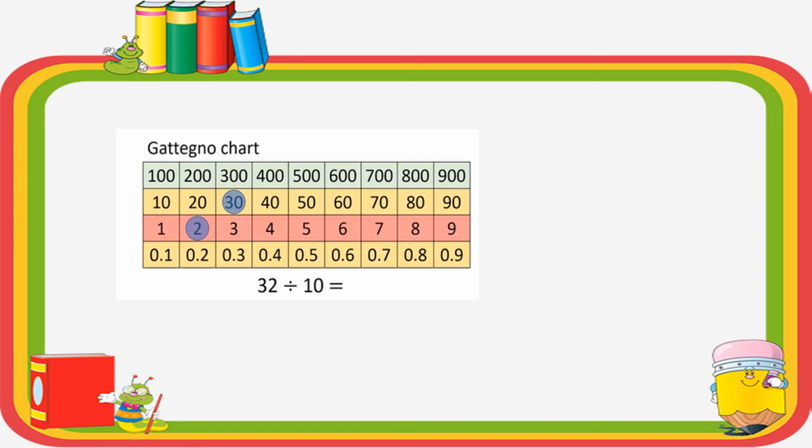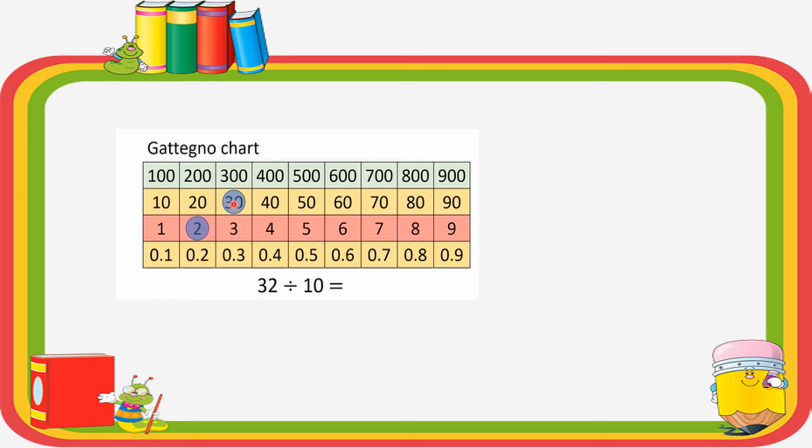So this is a Gattegno chart. The Gattegno chart also helps us in our division by 10. Now, on a place value grid we move one place to the right when we divide by 10. How do we use a Gattegno chart? Do we move 1 place to the right as well? Oh no, we don't. But first we identify our numbers on the Gattegno chart.